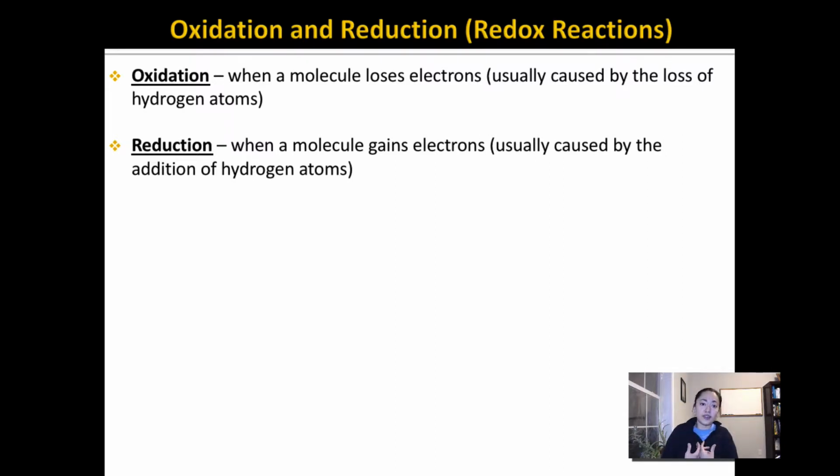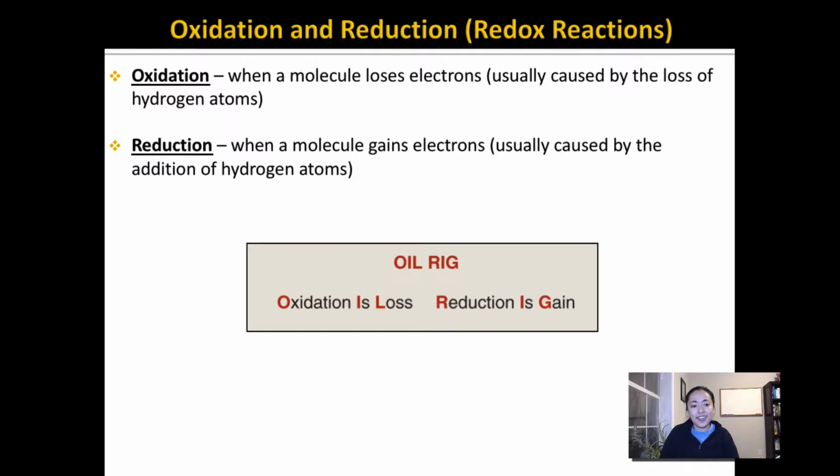On the other hand, we say a molecule is being reduced when it gains electrons, usually by gaining hydrogen atoms. This might sound confusing, that reduction means gaining electrons and oxidation means losing electrons. But an easy way to remember this is memorizing the acronym OIL RIG. Oxidation is loss, reduction is gain. Let's look at the equation for cellular respiration to further understand this concept.